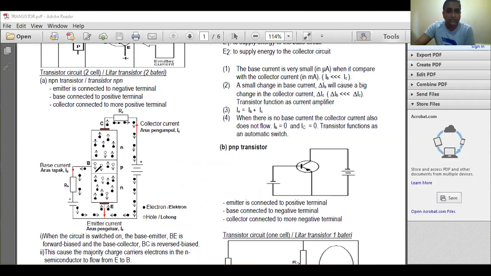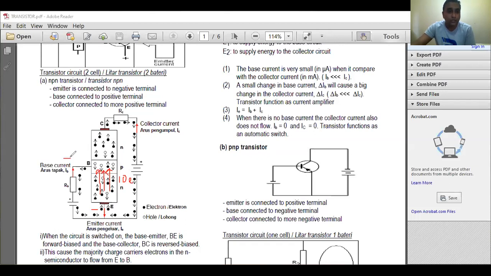Now if you look at the base, other than it being positive, the base is also just a tiny layer. That means it has a limited number of charges, a limited number of holes. So when you connect the emitter and base like this, there will be flow of electrons from emitter to base, because negative and negative repel. Let's say 10 electrons go to the base.